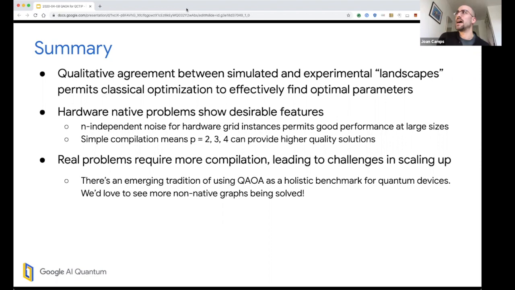So related to this, Alex Kissinger is asking, do you think that bad scaling behavior for non-hardware native graphs can be fixed by a good routing strategy? Or is it inevitable? That's a good question.